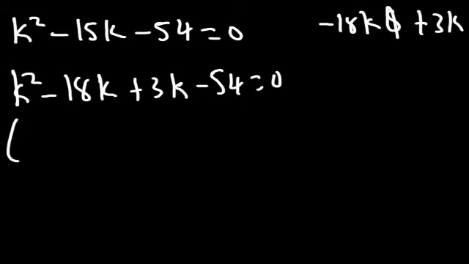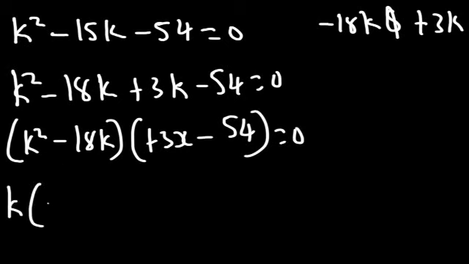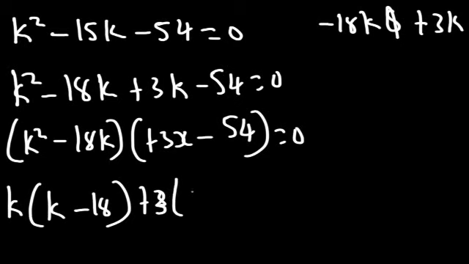So I'm going to group them now. I have k squared minus 18k, close the bracket, open another one, plus 3k minus 54 equals 0. So I'd like to factor out common factors here. In the first part, k is common, and I'm left with k minus 18. In the second part, plus 3 is common, and I'm left with k minus 18 as well, equal to 0.